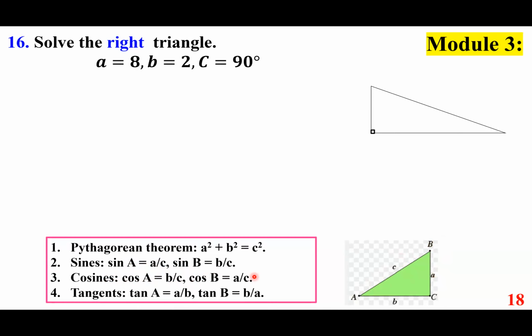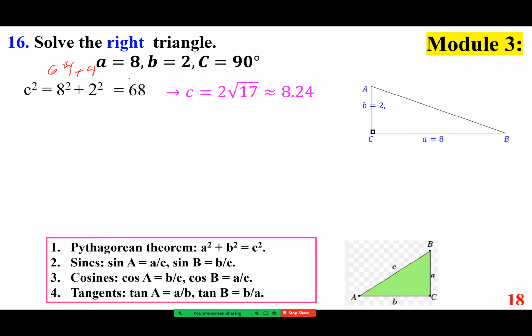A is 8, B is 2, C is 90 degrees. So if we have these two sides, we can find the last one by the Pythagorean theorem. Plus 4, 68, and it's 2 square root of 17, because 68 is 4 times 17. So when you take the square root of that, it gives you roughly 8.24.